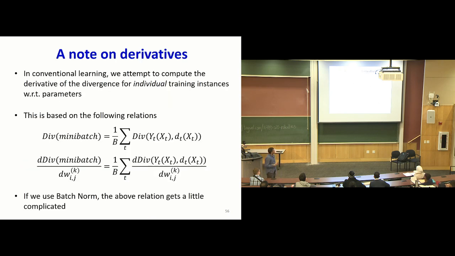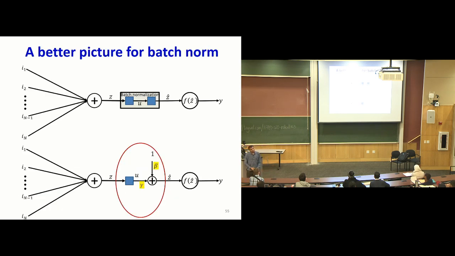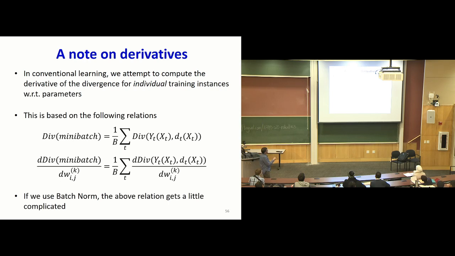So this little operation sort of fouls up how we compute derivatives for backpropagation. And the reason for this is as follows. In conventional learning, we try to compute the derivative of the divergence with respect to the individual training instances.